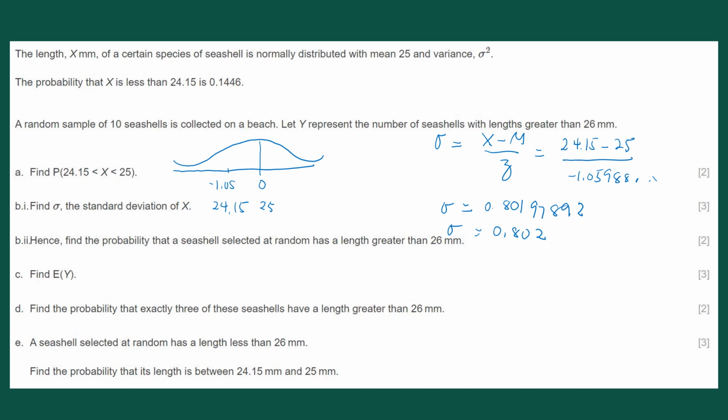Now we find the probability that a seashell selected at random has a length of greater than 26. So this is 25. Let's say we have here 26, and we're still dealing with length.